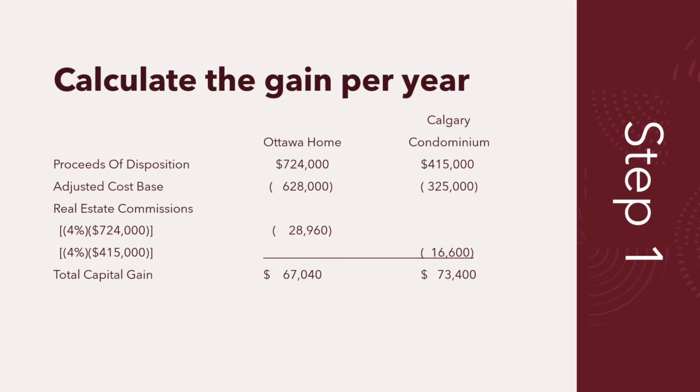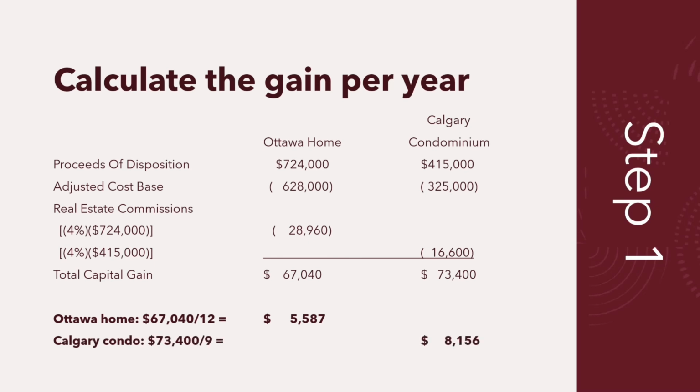And now we can calculate the gain per year. If we take the Ottawa home's gain of $67,040 divided by 12 years of ownership, which we confirmed on a timeline in the previous slide, we have $5,587. If we look at the Calgary condo, its gain per year is $8,156. As the annual gain is significantly larger on the Calgary condo, and its ownership period is shorter than that of the Ottawa home, it's the gain on the Calgary condo that we should look to eliminate.